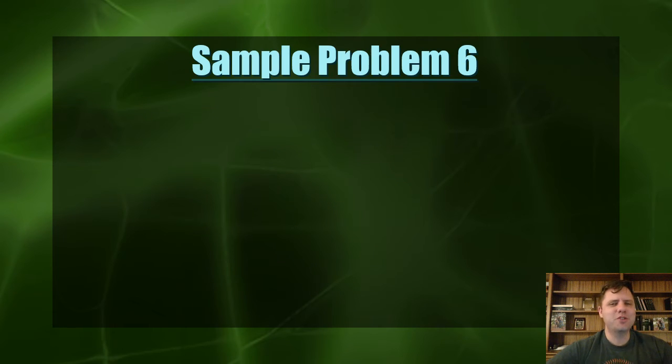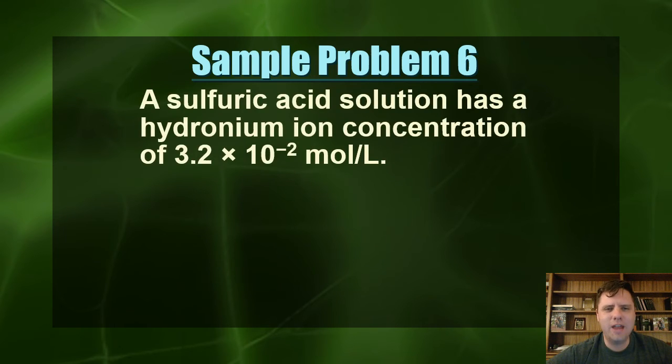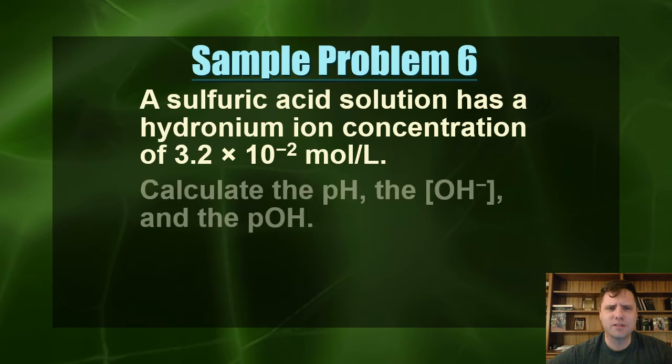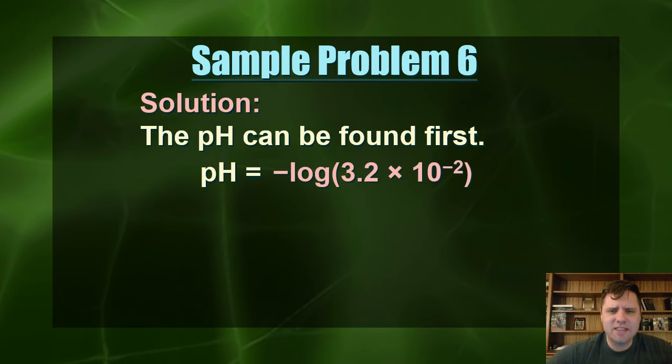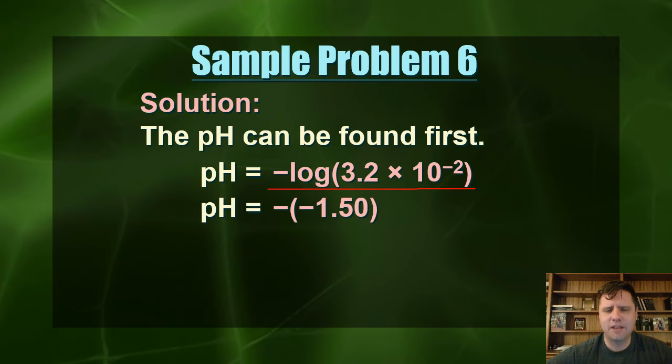Okay, now in all those other examples, we've always had base 1. What happens if I give you a base that's different than 1? So here we have a sulfuric acid solution that has a hydronium ion concentration of 3.2 times 10 to the negative second. So how do we go about answering this if we're trying to calculate the pH, the OH concentration, and the pOH? So the pH can be found first. We just take the negative log of that number. Again, just put this in your calculator. And you'll get a negative 1.5, which becomes 1.5.